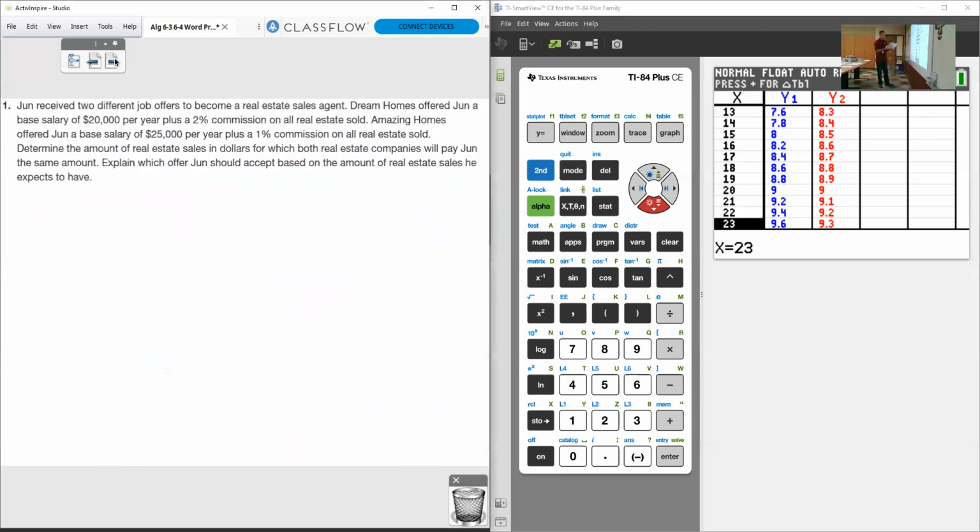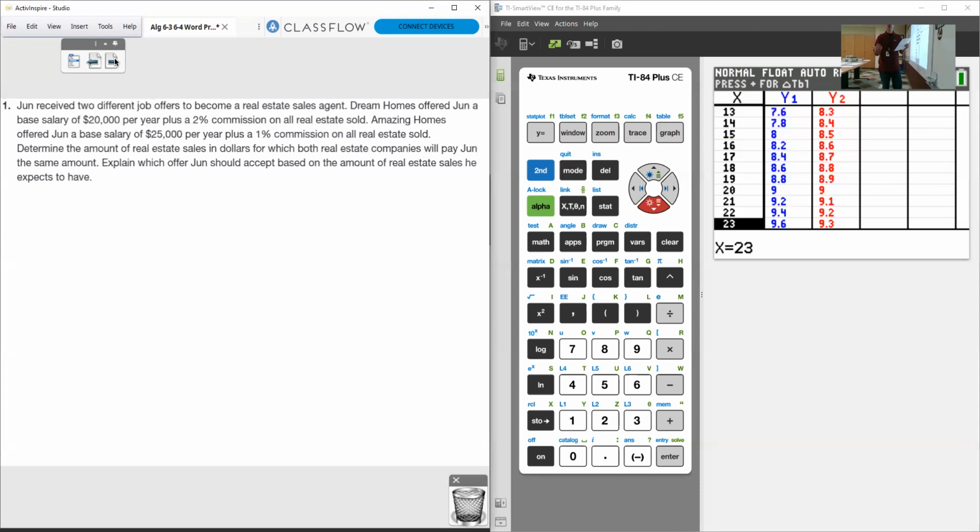Take a look at the next one. June received 2 different job offers to become a real estate agent. Dream Homes offered June a base salary of $20,000 per year, plus a 2% commission on all real estate sold. Amazing Homes offered June a base salary of $25,000 per year, plus a 1% commission.